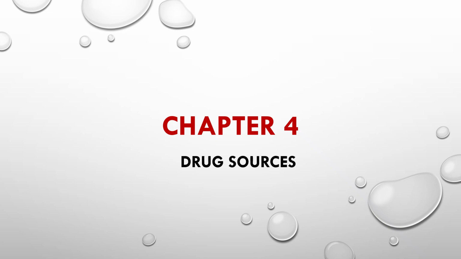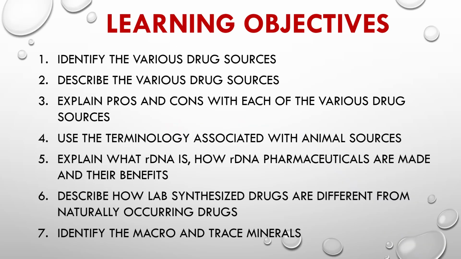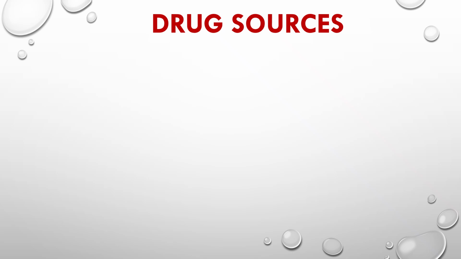Right, here in chapter 4, one of the shortest chapters to cover, is looking at where we get drugs from, so those drug sources. Our learning objectives are just identifying what those drug sources are, describing each of those, talking about pros and cons, the terminology that goes along with them, particularly the biotech that has rDNA. We'll talk about how those are set up, synthetic drugs and how they're different from naturally occurring, and then the different minerals. So first of all, what are these drug sources?